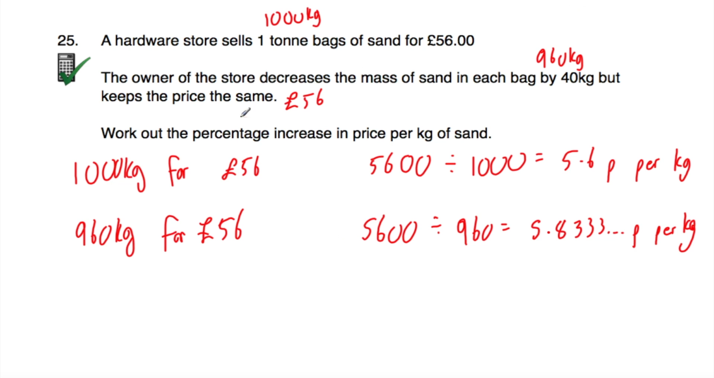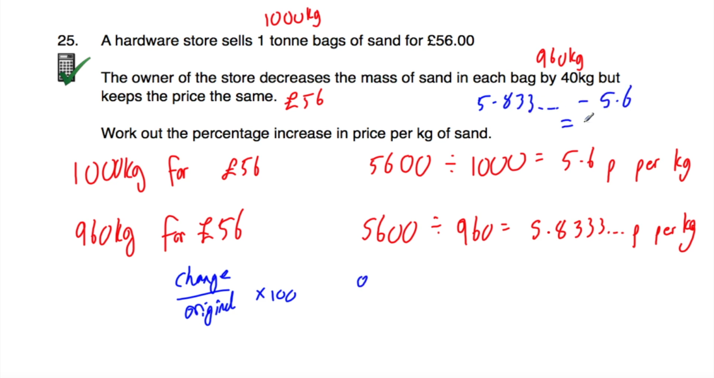So let's work out the percentage increase, and I've just changed the colour of ink here to blue, so we're going to do the change divided by the original times 100. So the change, what does it change by? Well, 5.833 recurring, take away 5.6, that's equal to 0.2333 and so on. So that means our numerator, our change, will be 0.2333 and so on, divided by the original, so the original price was 5.6p per kilogram, times by 100.